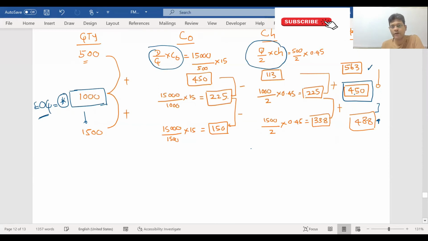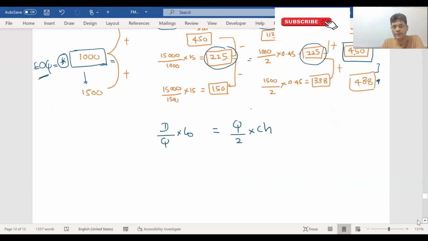How do you do that? Clearly, when you place this order, your ordering cost and holding cost should be equal to achieve the optimum stock level. So your ordering cost, D divided by Q times Co, should equal Q divided by 2 times Ch.